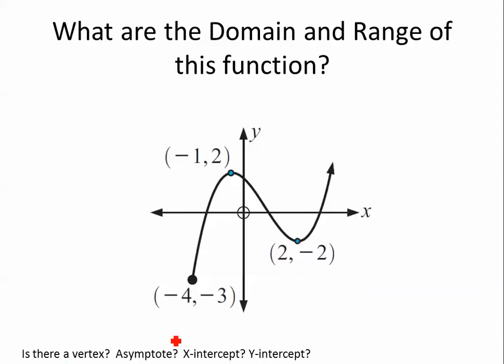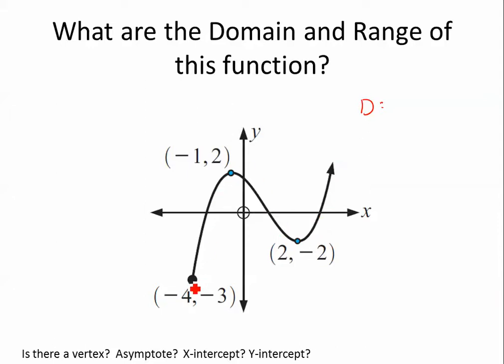What are the domain and range of this function? Well, let's look at the domain first. Look at the right and look at the left. Does it go to the right forever and ever? Why, yes, it does. It doesn't matter that it's going up. What matters is that it continues going to the right. Okay, does it go to the left forever?